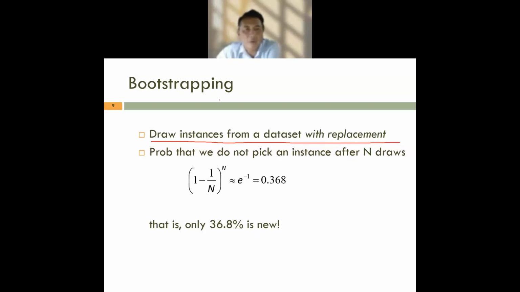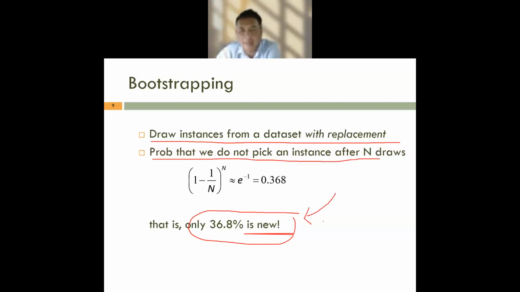Okay, so based on this bootstrapping, we only have 36.8% as new instances that you get. This is related to the instances you do not pick after n draws. So you may have 60% of them repeatedly the same data. So we use bootstrap in the case where we don't have enough data, or we want to introduce randomness.